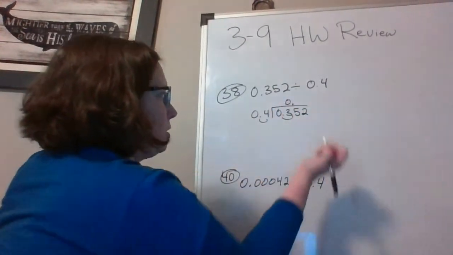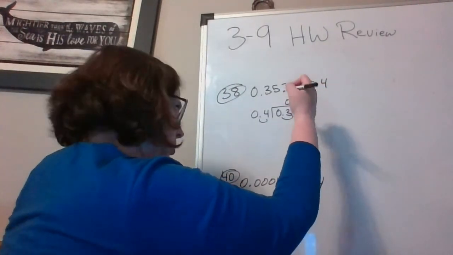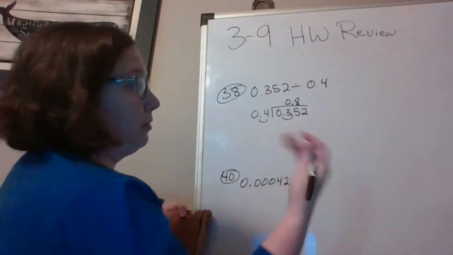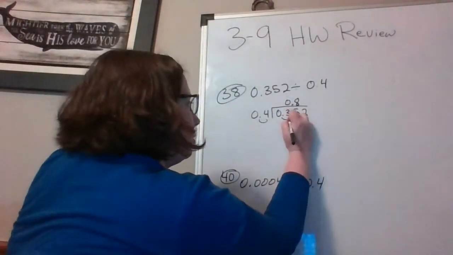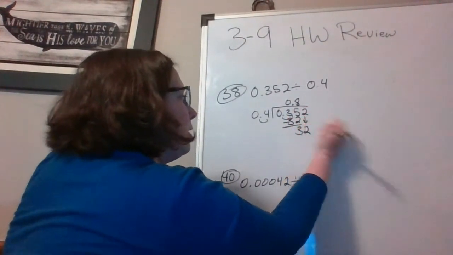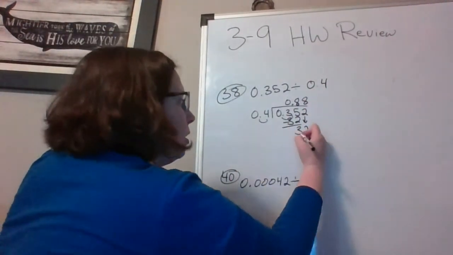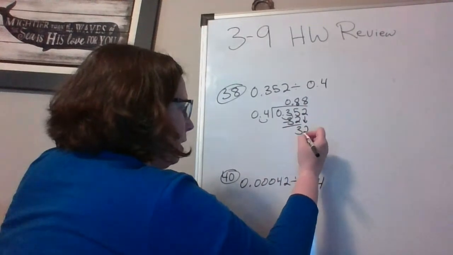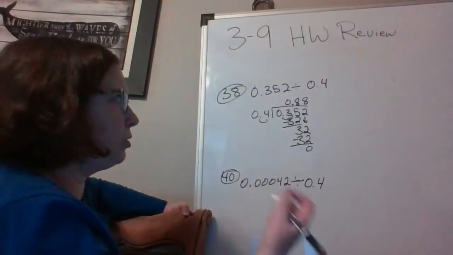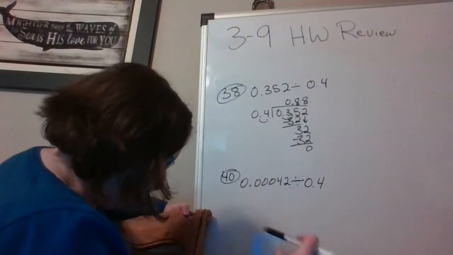4 does not go into 3, but 4 goes into 35 8 times, which is 32. Thinking out loud there. Bring down my 2, and 4 goes into 32 8 times. And we have no remainder, so our answer is 88 hundredths there.